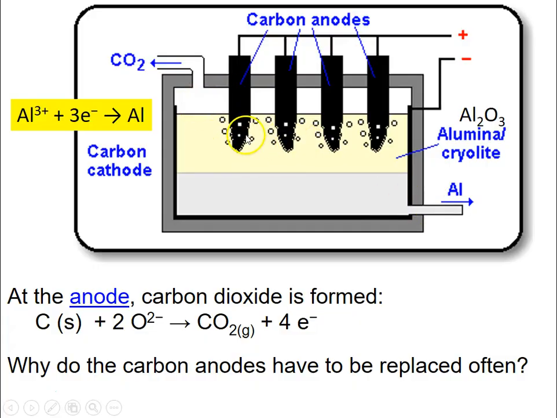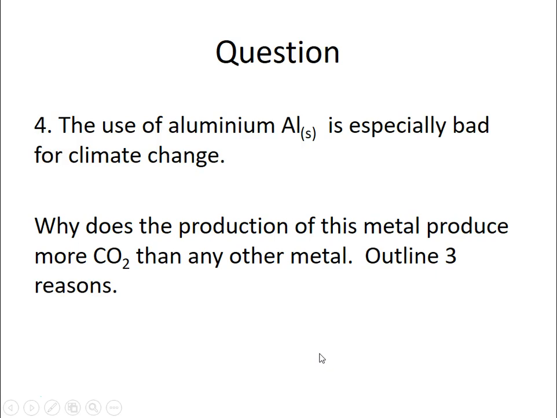To make the aluminium, because it's aluminium oxide, the oxide doesn't want to lose its electrons as readily as the chlorine does, so they use carbon anodes. Quite often carbon is inert, but in this case the combination of the carbon with the oxygen ions will lose its electrons and form carbon dioxide. So why did the carbon anodes have to be replaced fairly regularly? It's because they're eroding, because they're actually reacting, and they're making carbon dioxide.